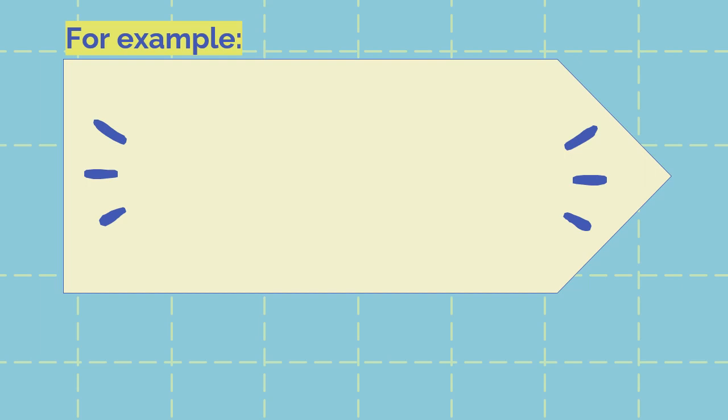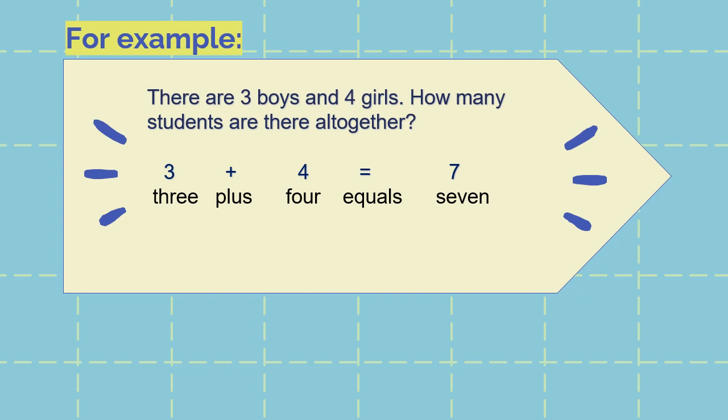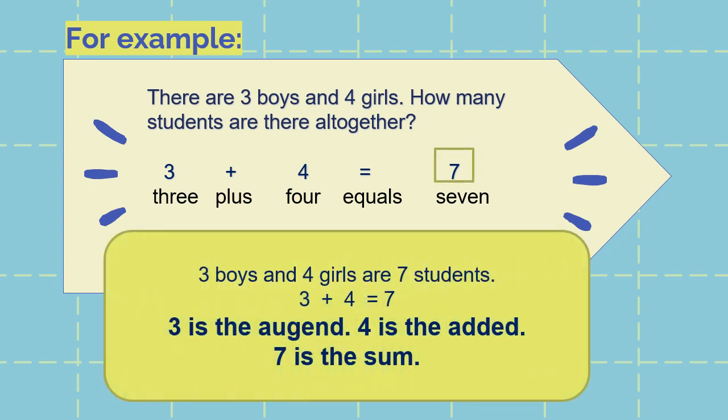Let's try to do it in a number sentence. For example, there are 3 boys and 4 girls. How many students are there altogether? Again, this is how you make a number sentence. 3 plus 4 equals 7. In words, 3 plus 4 equals 7. 3 boys and 4 girls are 7 students. 3 is the addend, 4 is the addend, and 7 is the sum.